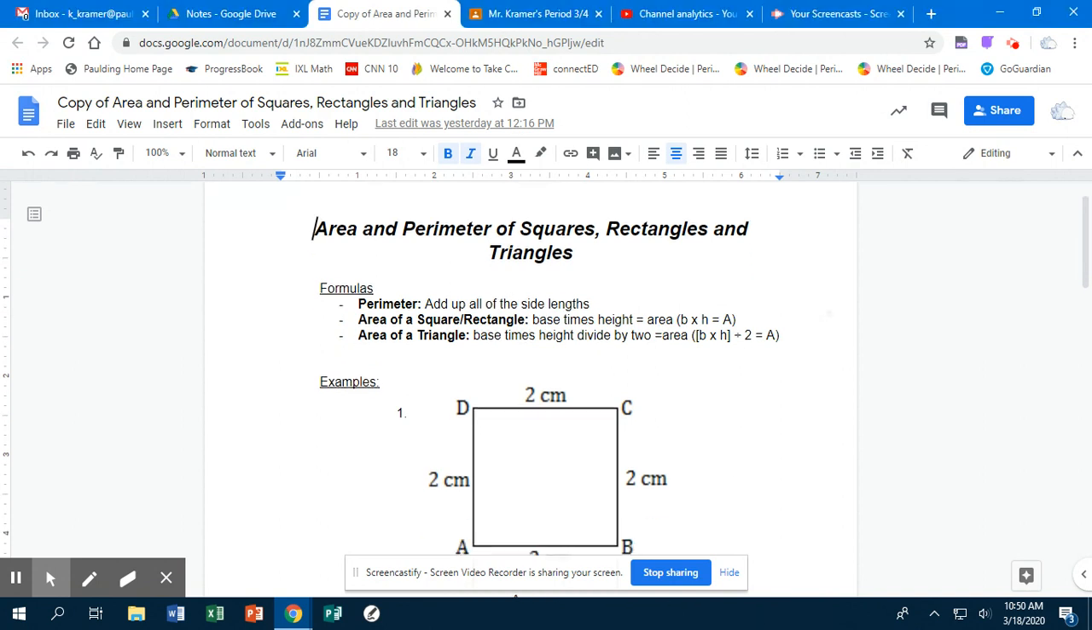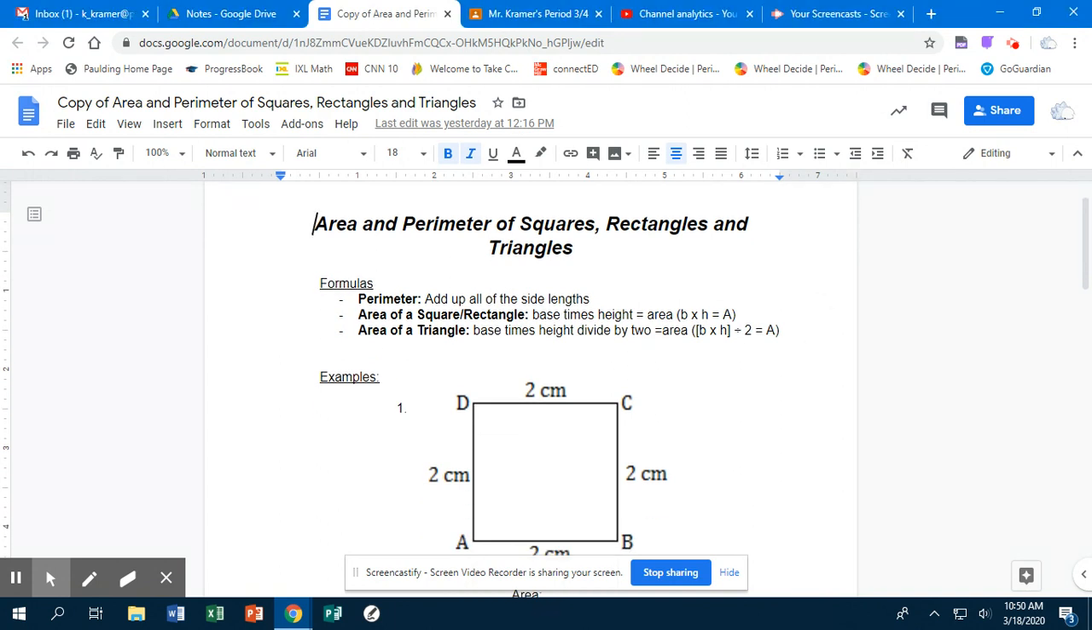We're going to be talking about the area and perimeter of squares, rectangles, and triangles. Honestly, this is probably 4th, 5th grade level stuff. I'm not too worried that you guys don't know how to do this, but just in case there's someone that's confused out there, I'm going to make the video anyways.